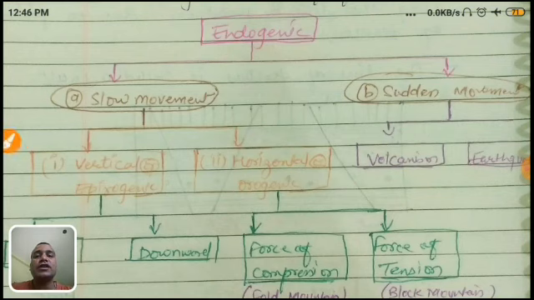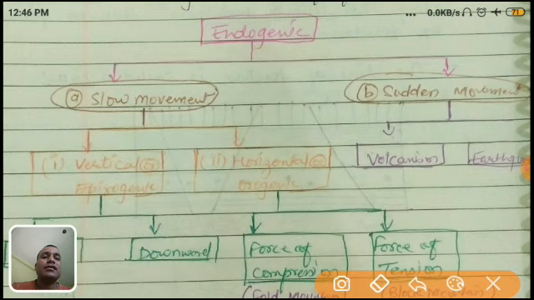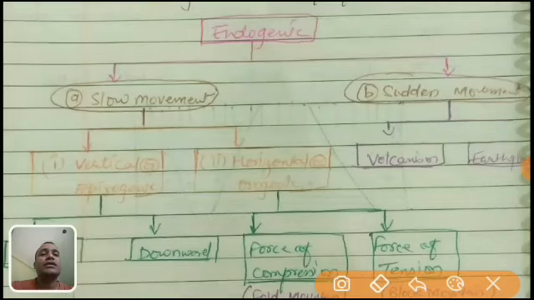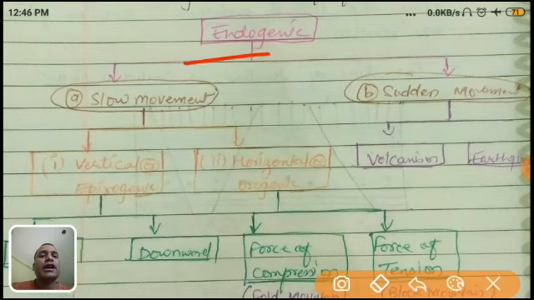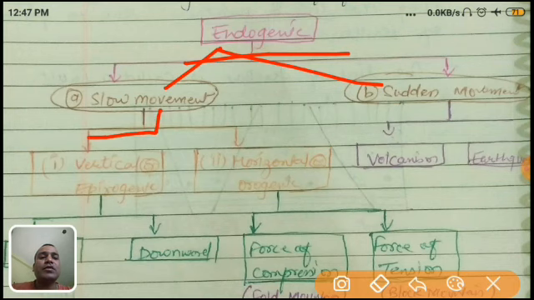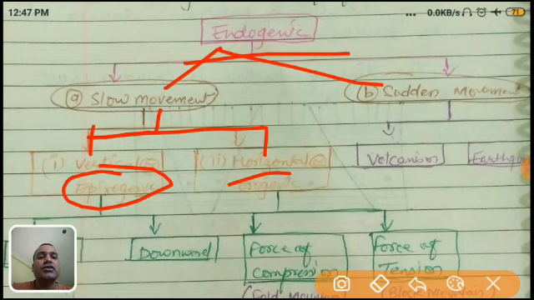Now, to sum up what I explained in short, I hope you understand. By this last part, you can recall the whole lecture. Endogenic forces are divided into slow and sudden movement. Slow movement is also of two types, vertical and horizontal. The vertical is also called epeirogenic, and the horizontal is called orogenic.